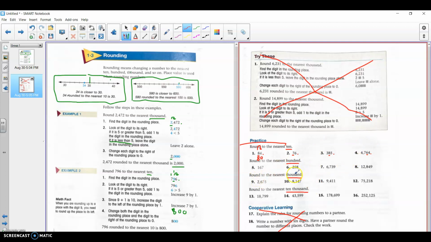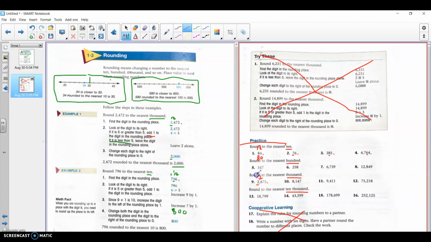Let's go down to number 9. I have to round to the nearest 1,000. Every number has a decimal. 5 is in the ones, 7 is in the tens, 6 is in the hundreds, 2 is in the thousands. Underline it, because that's what they asked you to do. Draw an arrow to your neighbor. There it is. My neighbor is a 6. That is greater than 5. So I'm going to add 1 to the underlined number.